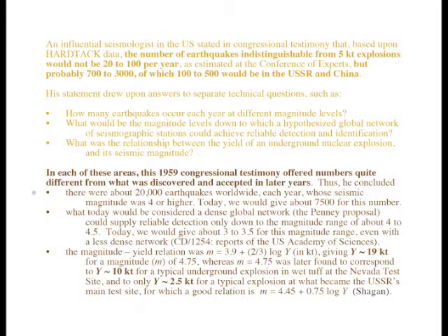to need revision against each of these 3 bullets, given a modern understanding. Perhaps it's a little unfair, but with decades of hindsight, we now find that the number assumed in 1959 of about 20,000 earthquakes worldwide each year, at magnitude 4 and above, using a specific magnitude scale, we would give about 7,500 for that number. What would be the capability of a dense global network of the type corresponding to the Penney proposal, which at the time was thought to be reliable down to about magnitude 4 or 4.5? Today we would give about 3 to 3.5 for that magnitude range.